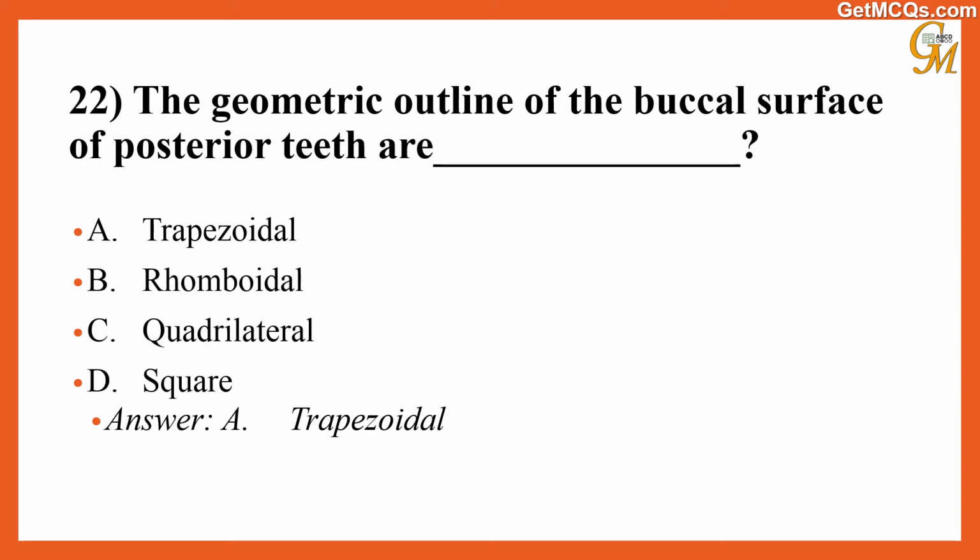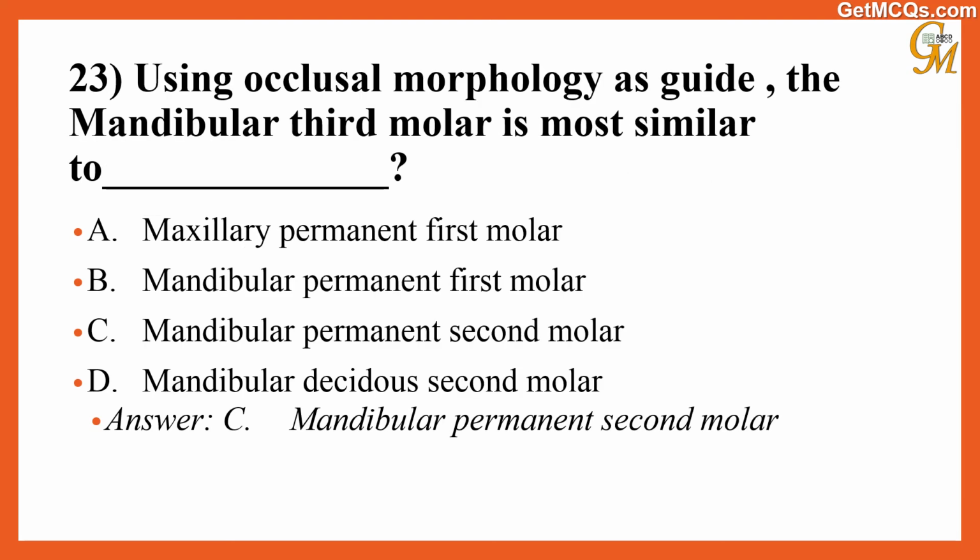22. The geometric outline of the buccal surface of posterior teeth are? Answer: A. Trapezoidal. 23. Using occlusal morphology as guide, the mandibular third molar is most similar to? Answer: C. Mandibular permanent second molar.